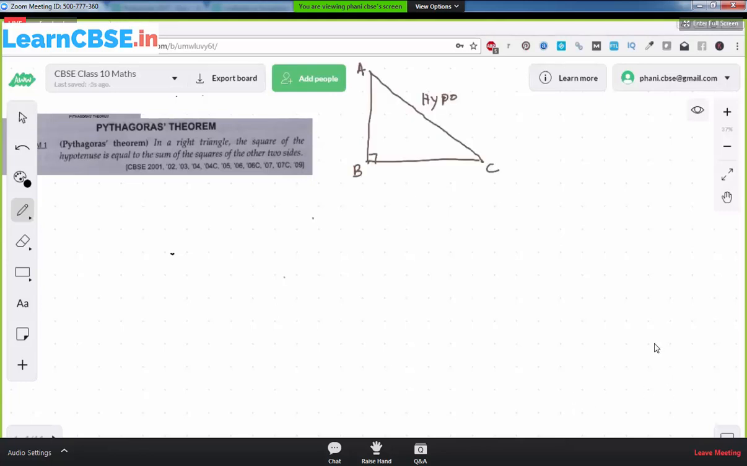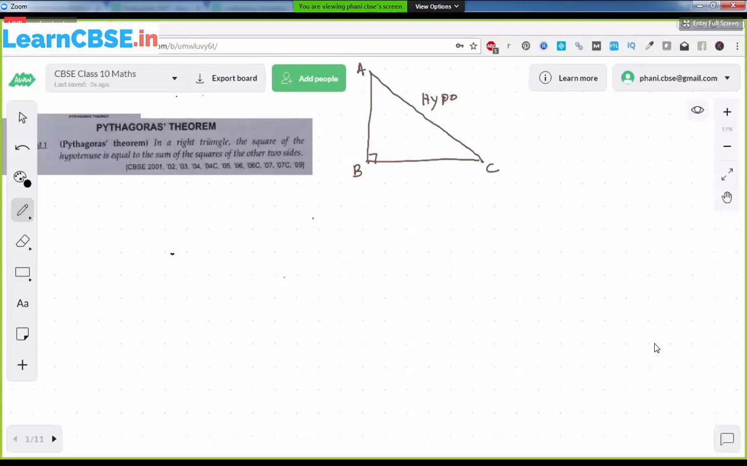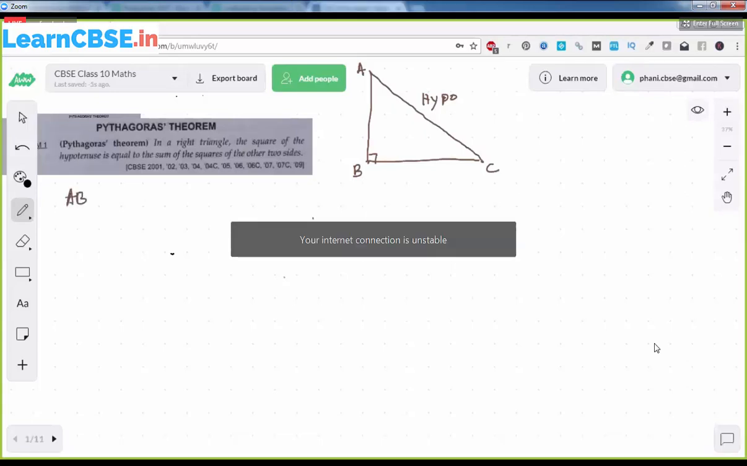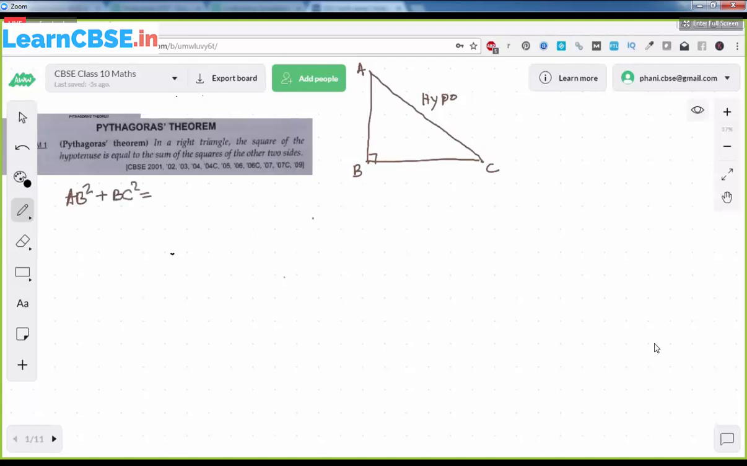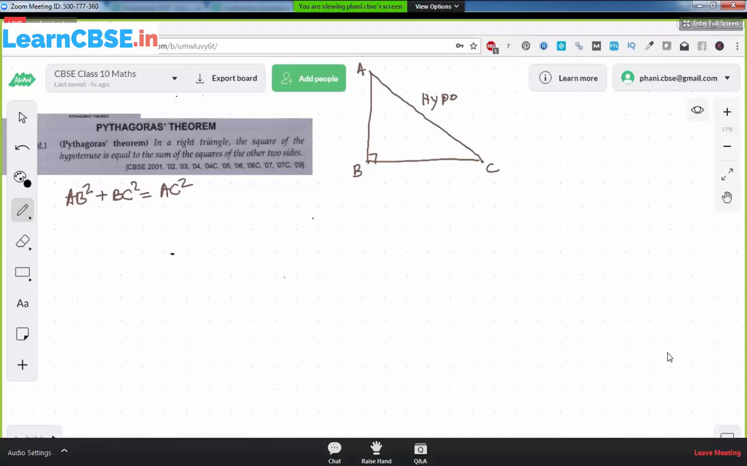So opposite to the hypotenuse, 90 degree, the hypotenuse. So the theorem says that you have to prove that AB square plus BC square equals AC square. AB square plus BC square equals AC square. That is what you need to prove.